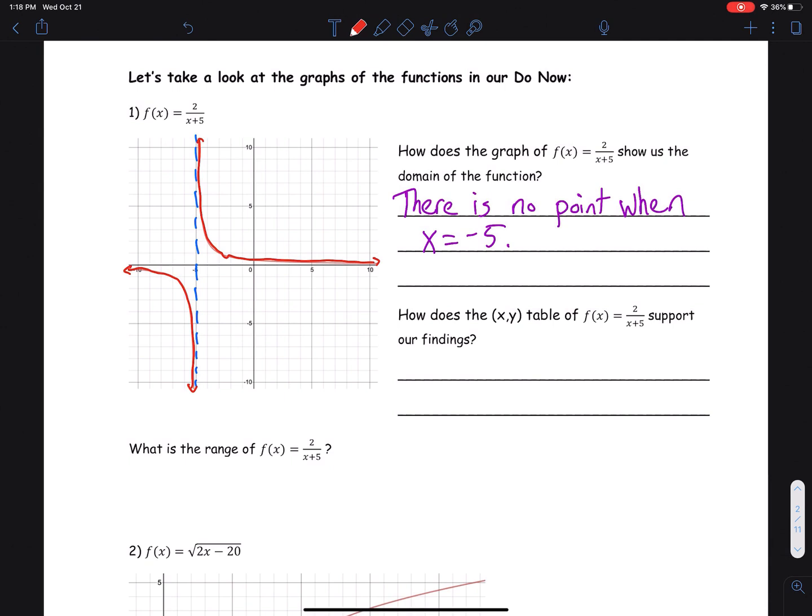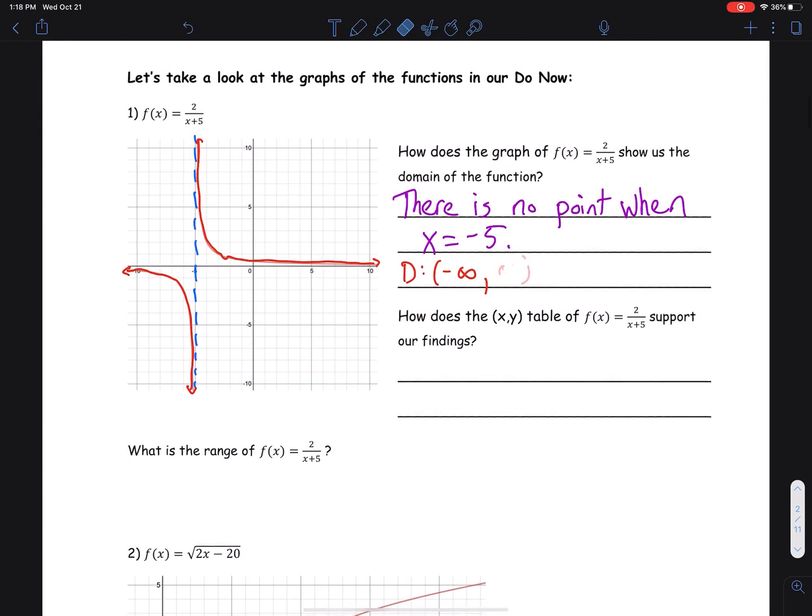So our domain here is going to be from negative infinity, and then you can't say to infinity because negative 5 is not in our domain. We actually don't have a point when x is negative 5. So we're going to go from negative infinity to negative 5, and then we're just going to jump over negative 5 and start back up on the other side of negative 5 to infinity.